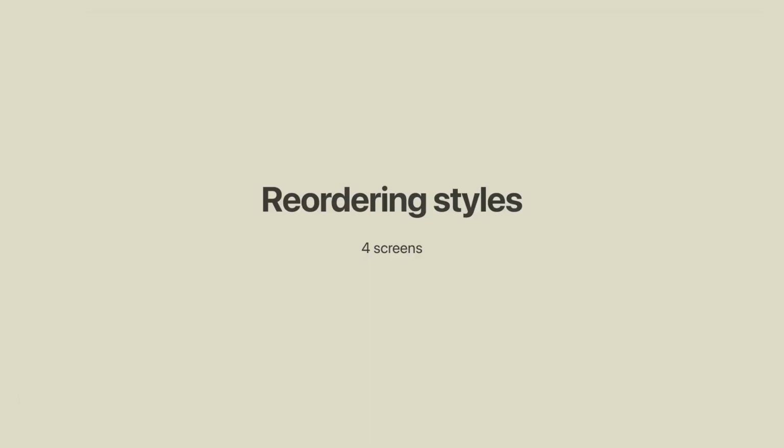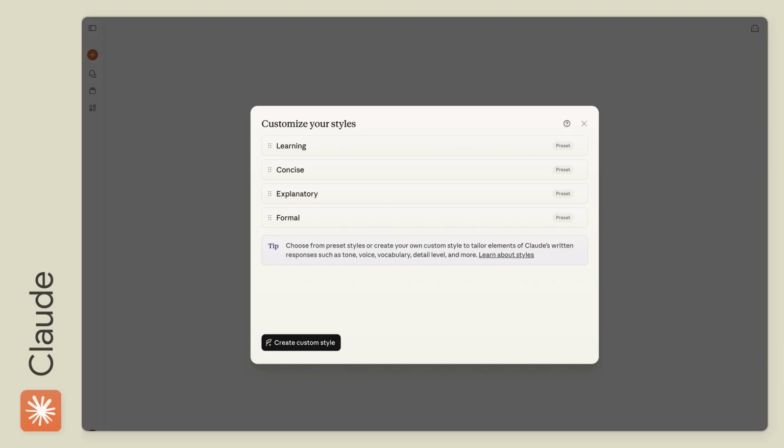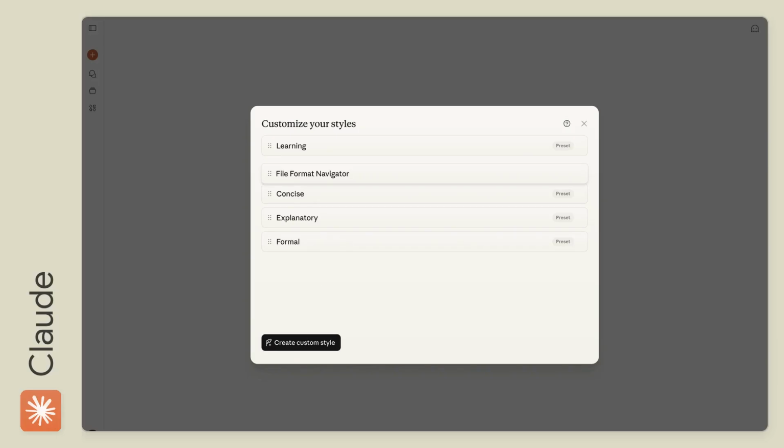Next up, let's take a closer look at reordering styles. First, create a custom style. Next, drag File Format Navigator up. Then, position it between learning and concise. Finally, move it to the top and save changes.